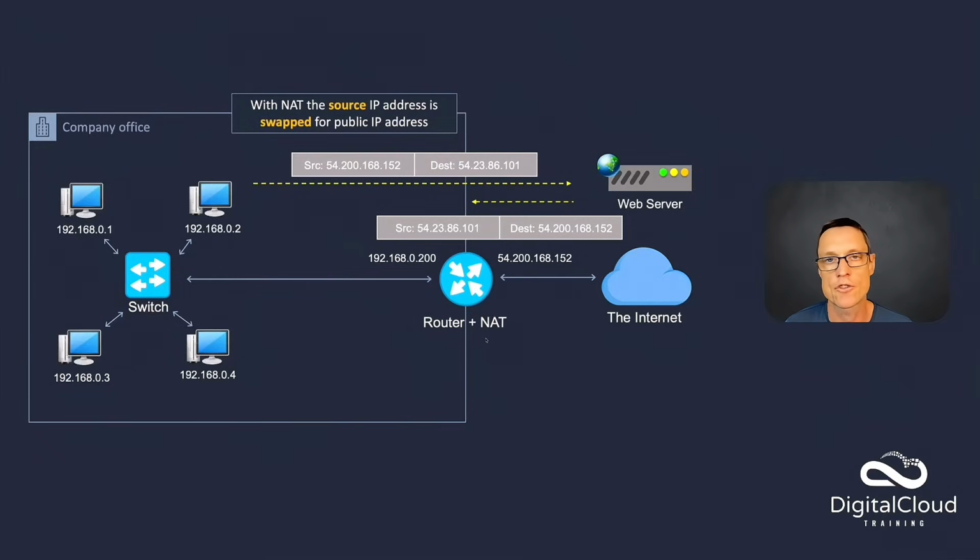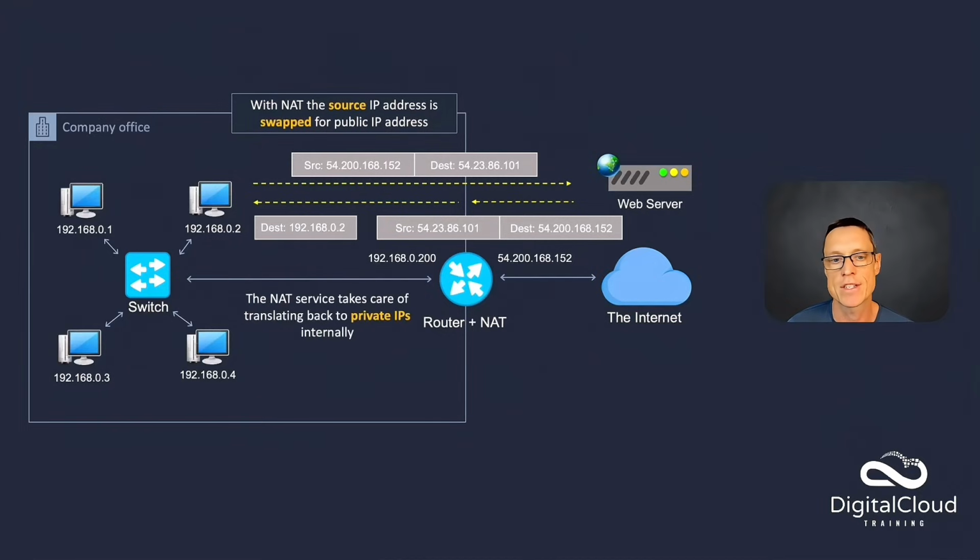Now the NAT function creates essentially a table, a record of these outgoing communications. It knows where to actually send the packet, so it can rewrite the destination address and forward it on to that computer. So that's how network address translation works. The NAT service takes care of translating back to the private IPs used internally.